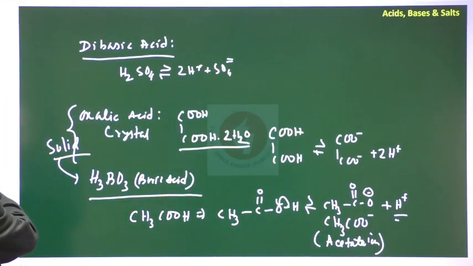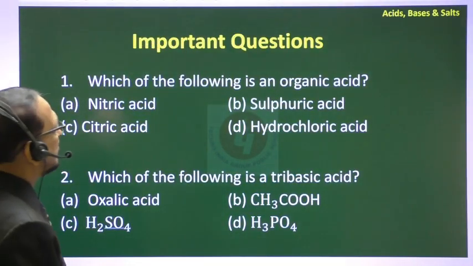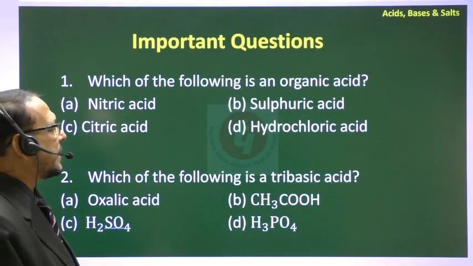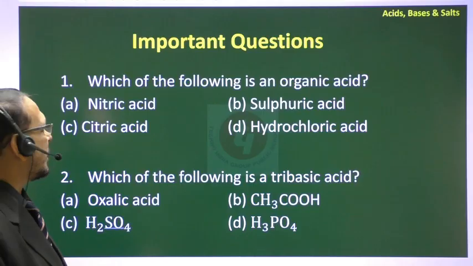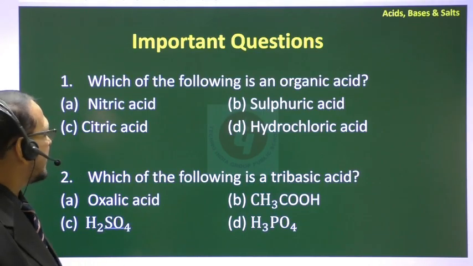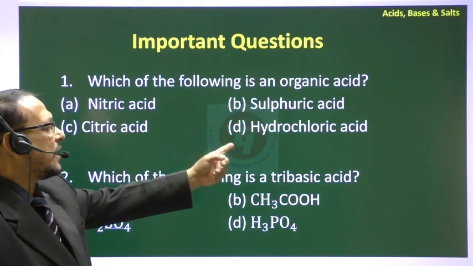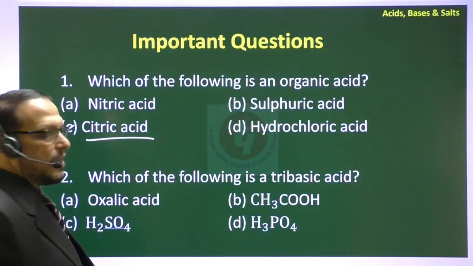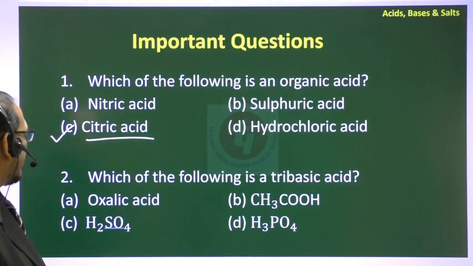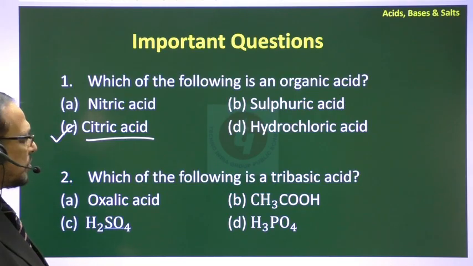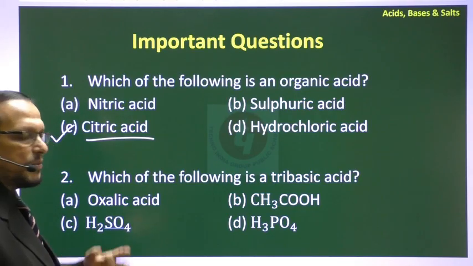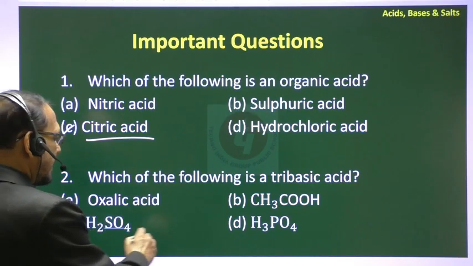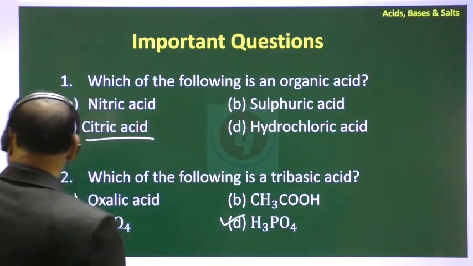And for the last part, let us discuss some important questions. Now you see, which of the following is an organic acid? Obviously we can answer it. Nitric acid, sulfuric acid, hydrochloric acid are inorganic acids. The organic acid is citric acid. Lemon contains citric acid. Next question, which of the following is a tribasic acid? Tribasic acid means it contains 3 replaceable hydrogen. Tribasic acid is H3PO4, that you know.